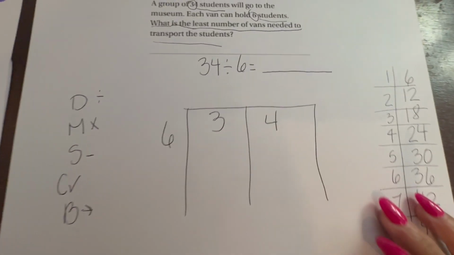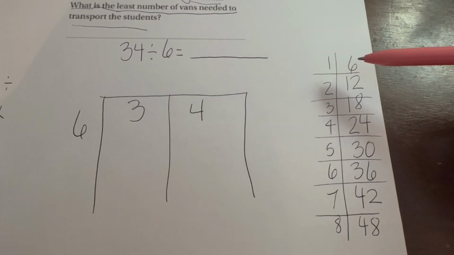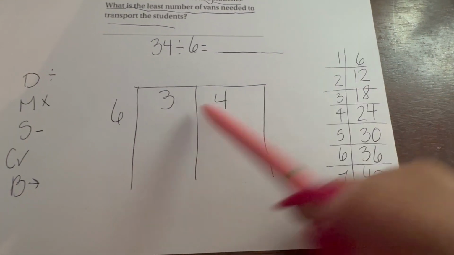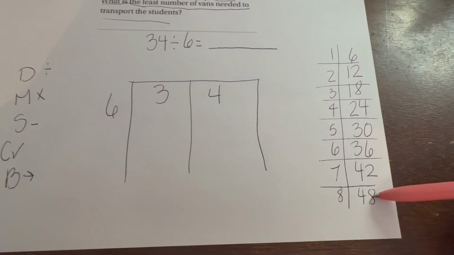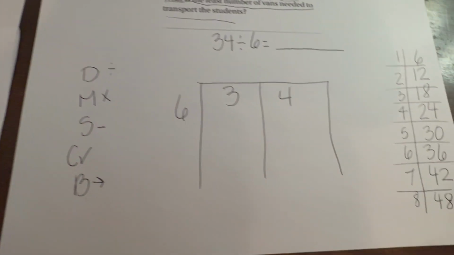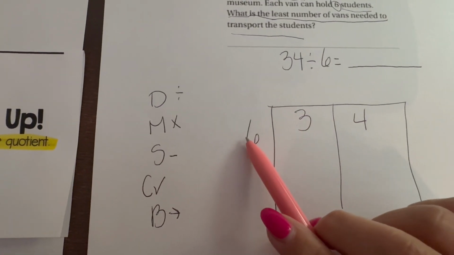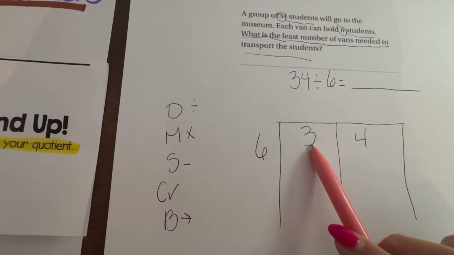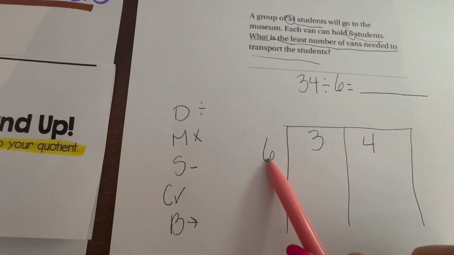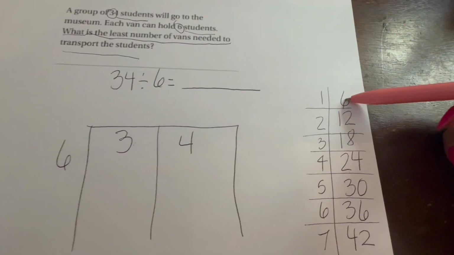I went ahead and set up the problem. 34 divided by 6. And we always start with your multiples of the divisor, which is 6. So we have all our multiples of 6 up to 8. If we need more, we can always go back and add more. Okay, so let's divide. 3 divided by 6. You always start here. If the first number is less than the divisor, you have to put a 0, because 3 is not here. So we're going to have to use 0.